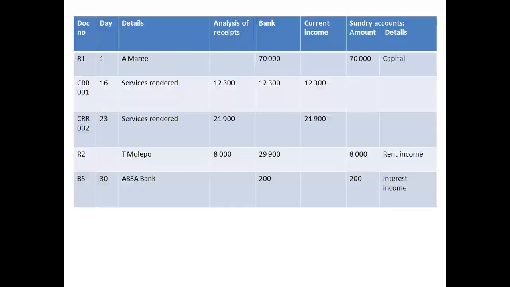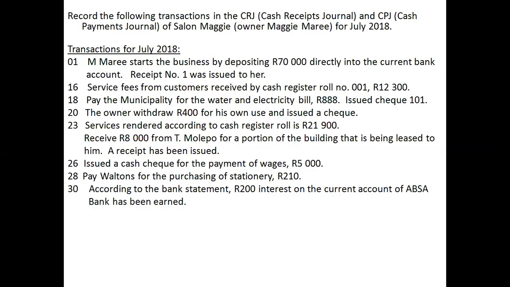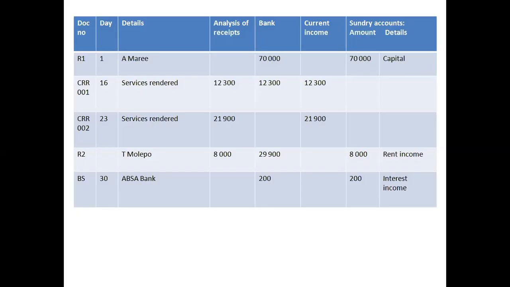Quickly going back, look there on the 16th, there's no name of a person. When you do the CRJ and there's no name, then you write with details, services rendered. 12,300 Rand with analysis of receipts, with bank, and with current income. Why current income? Because as soon as it is a services rendered or a service fees transaction, you must write the amount in with current income.